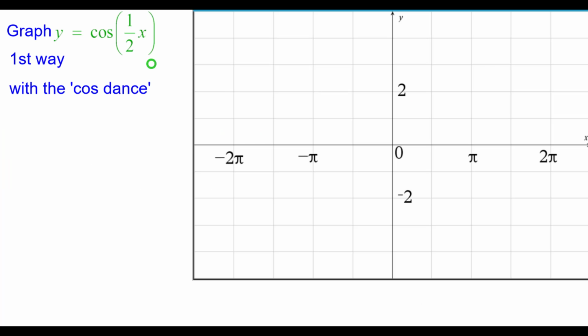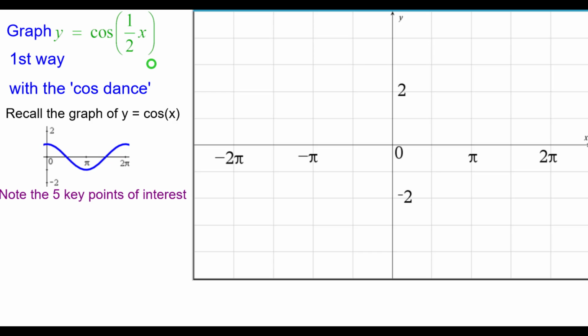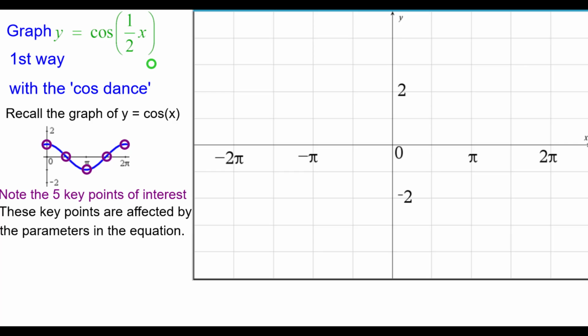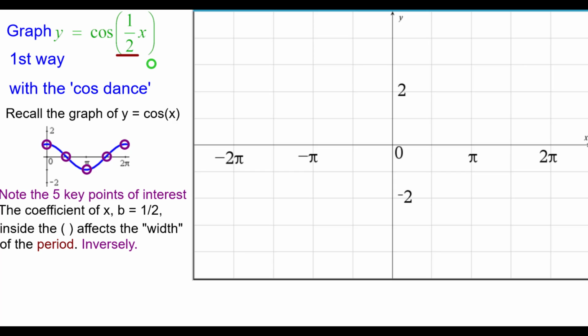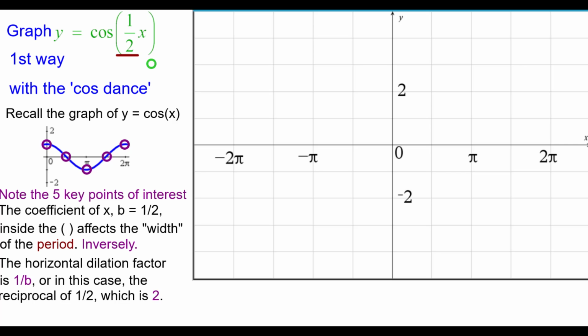The first way is with the cosine dance. Recall the graph of one period or one wave of the cosine function, and note the 5 key points of interest. These key points are affected by the parameters in the equation. In this case, the only parameter is inside the argument, 1/2 times x. The coefficient of x, which we call b, is equal to 1/2 inside the parentheses. This affects the width of the period inversely. The horizontal dilation factor is the reciprocal of that 1/2, which would be 2.